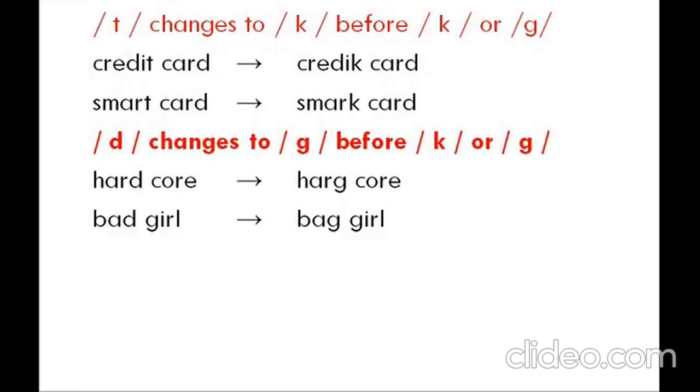So, and finally, we look at these two cases where the sound t and d change to k or g whenever they are followed by the sounds k or g. So credit card actually sounds like "credik card". T coming together with k changes to k. Smart card actually comes out as "smark card". Hardcore is actually sounding like "harkcore". And bad girl sounds like "bag girl".